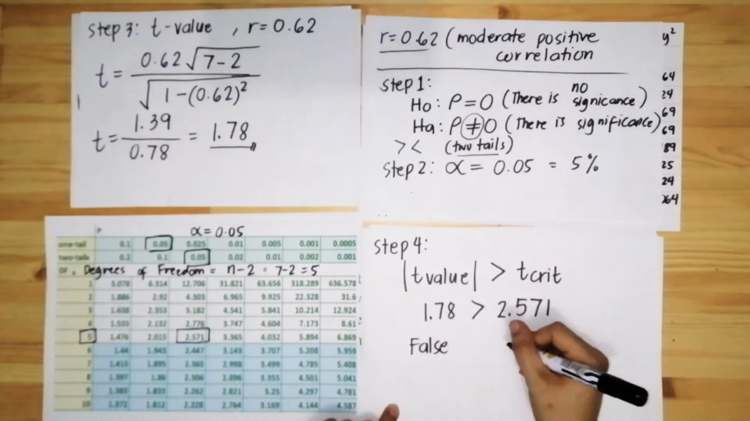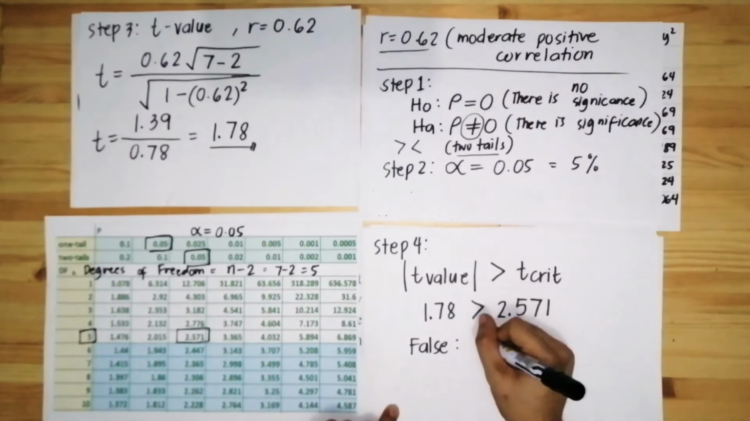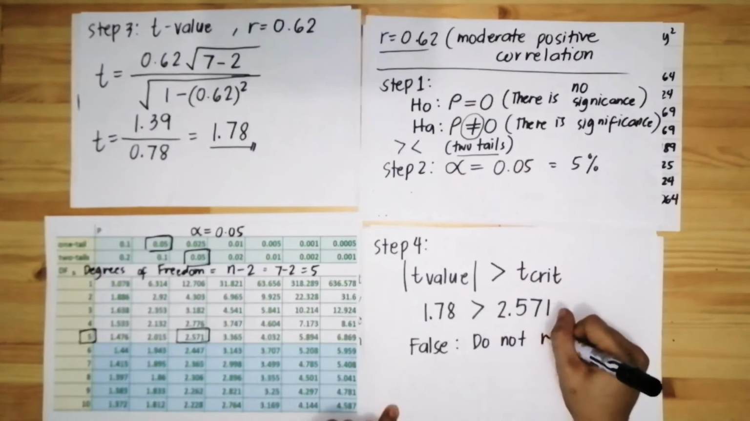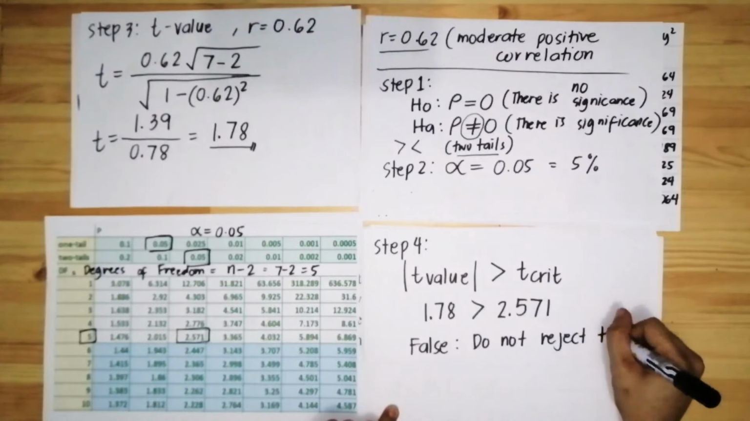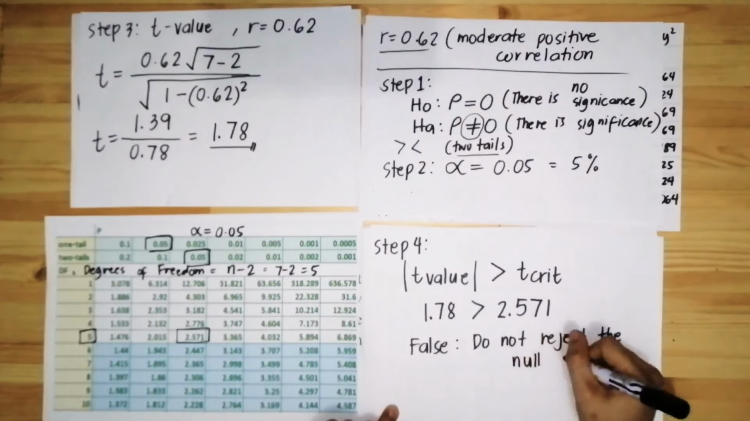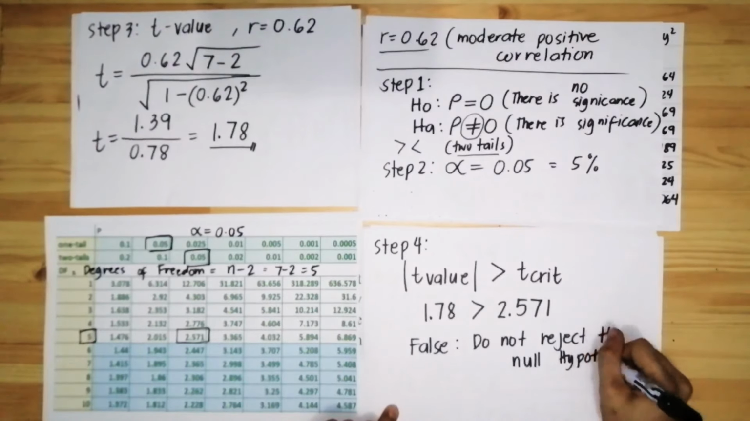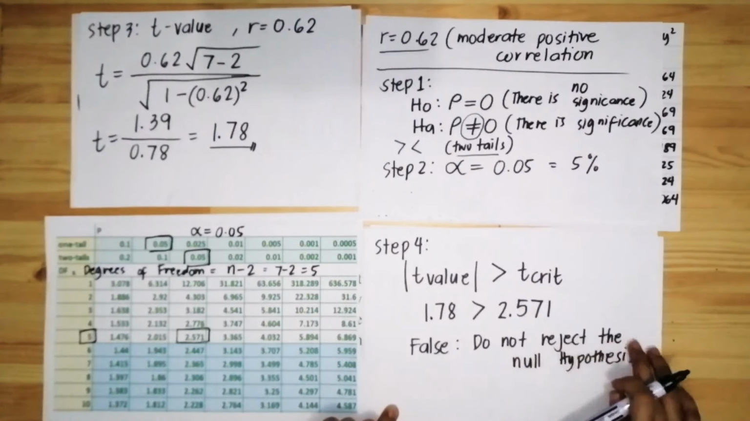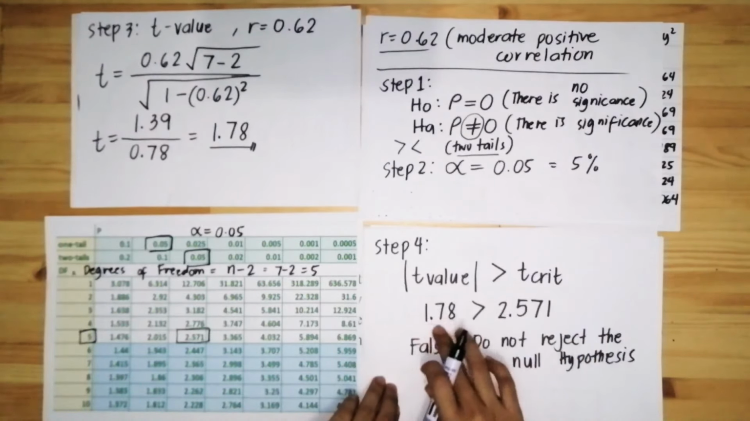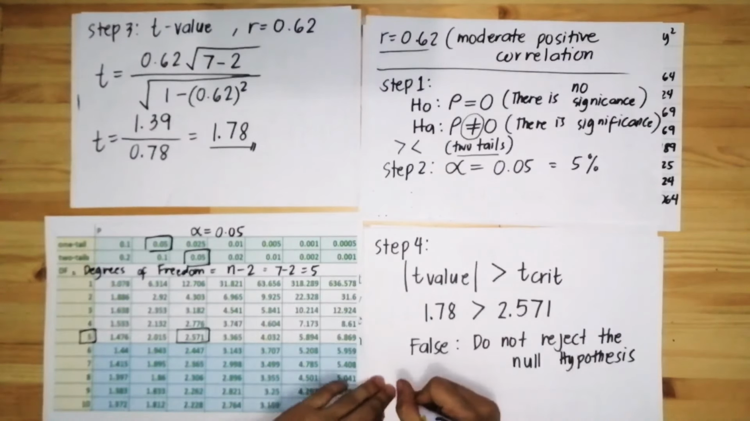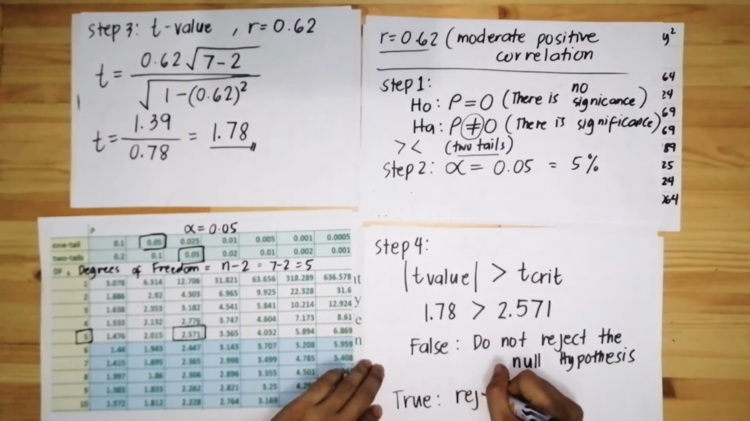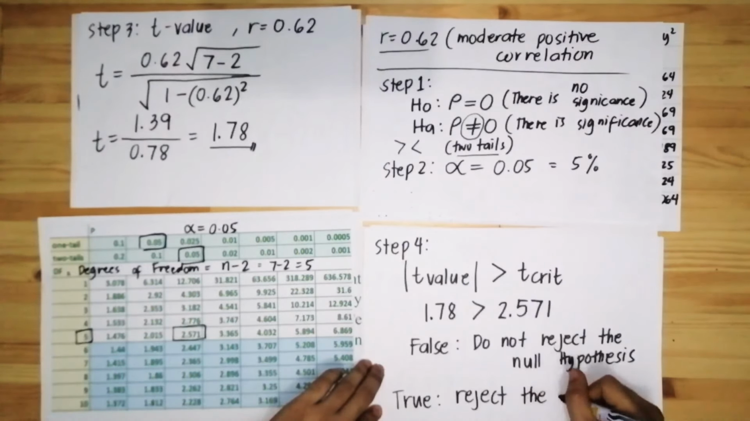Pag sinabing false class, ang ilalagay mo ay do not reject the null hypothesis. Again, since false ang sagot natin, lalagay mo do not reject the null hypothesis. Kapag nagkataon na mas malaki yung value dito kaysa dito, so ang sagot mo ay true. Kapag true ang sagot mo, ilalagay mo naman reject the null. Hindi do not. So dito i-reject mo yung null. Reject the null hypothesis.